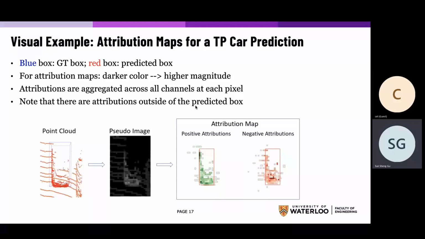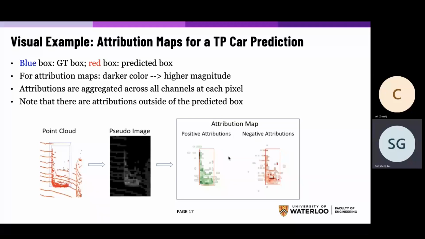All right, so here is just one example for the attribution map generated for a car prediction. So you can see in the original point cloud, we have a car object highlighted by the blue box. And then, yeah, we feed it into PointPillars. We learn a pseudo image, and then we generate the box prediction. It's highlighted by the red box here. And as you can see, we can generate both positive and negative attributions.